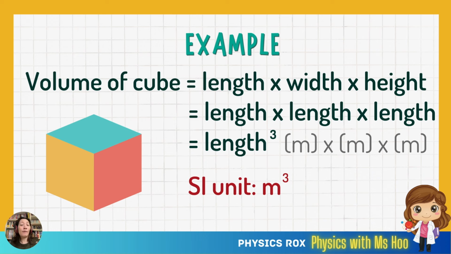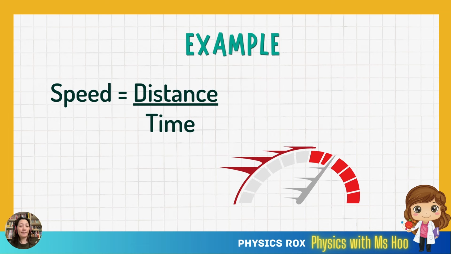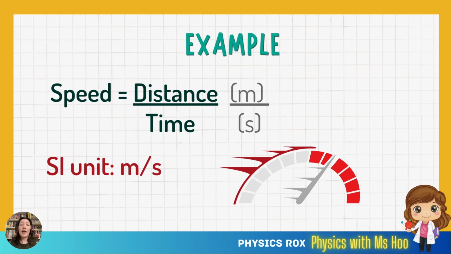Now, so far, we've only looked at examples involving multiplication. There are also derived quantities obtained through division. For example, speed. So speed is calculated by taking distance divided by time. The unit of speed is, of course, derived from this formula. In this case, distance is meters and time is seconds. And that's why the SI unit of speed is meters per second.